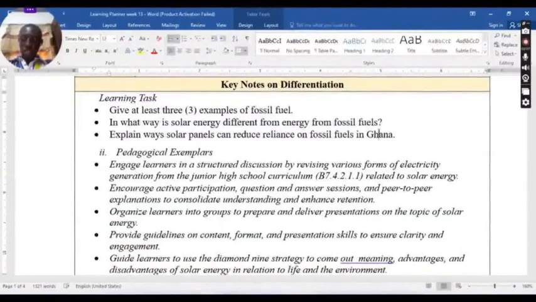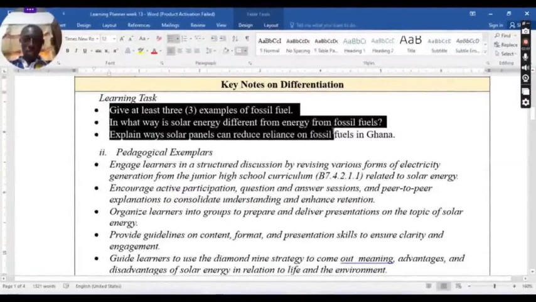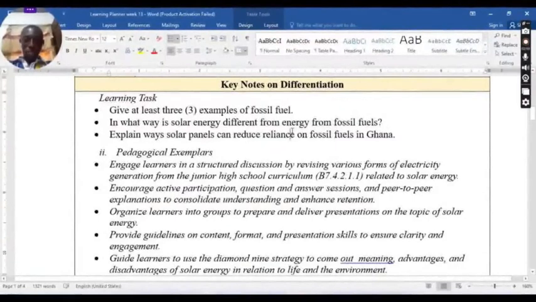So it means that at the learning task side, the learning task is about what the learner is supposed to know. So these are some three areas the learner is supposed to know. And you should be able to help the learners to know this at the end of the lesson.